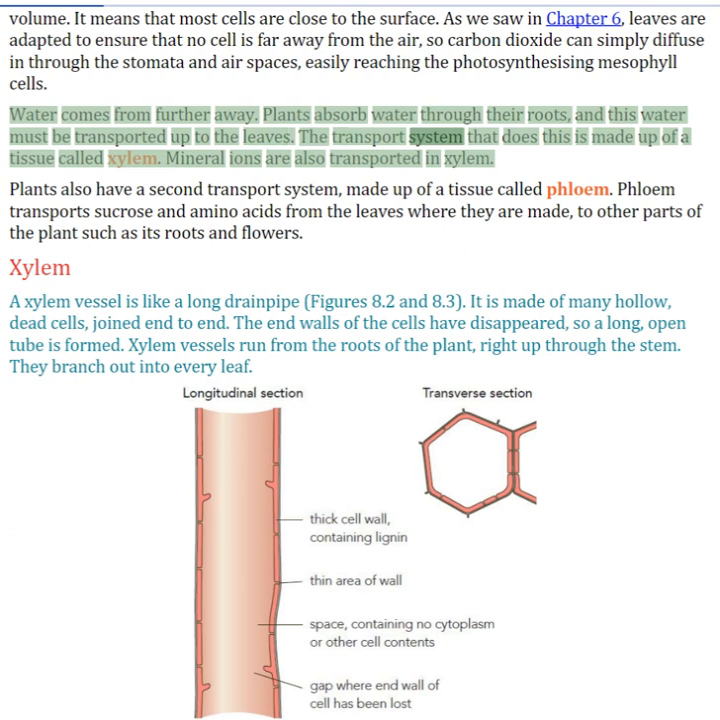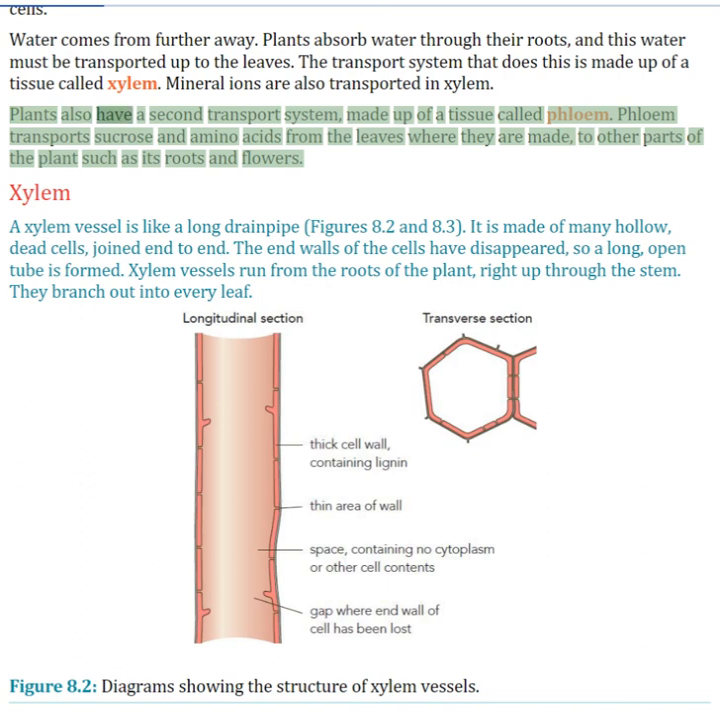The transport system that does this is made up of a tissue called xylem. Mineral ions are also transported in xylem. Plants also have a second transport system, made up of a tissue called phloem. Phloem transports sucrose and amino acids from the leaves where they are made, to other parts of the plant such as its roots and flowers.